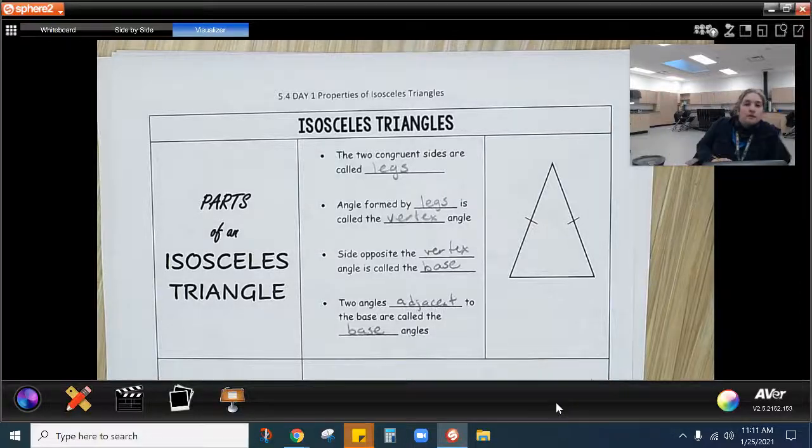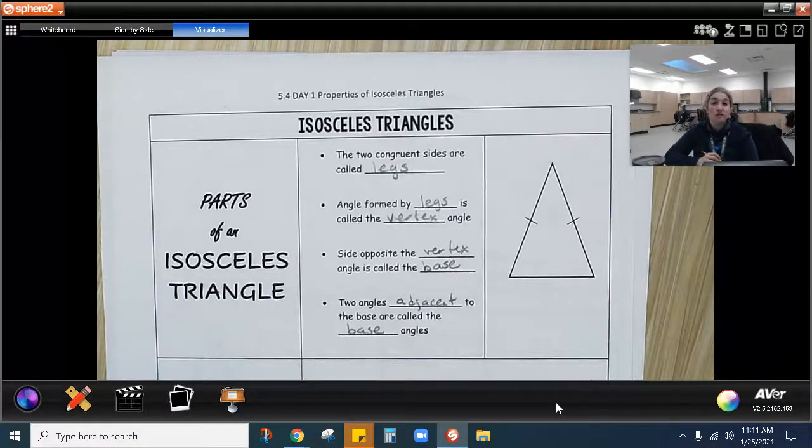Hello, geometry. We're going to skip 5.3 for now. We'll come back to it because 5.4 is just way more relevant. So 5.4 is all about isosceles triangles, all right? So let's talk about the parts of an isosceles triangle.